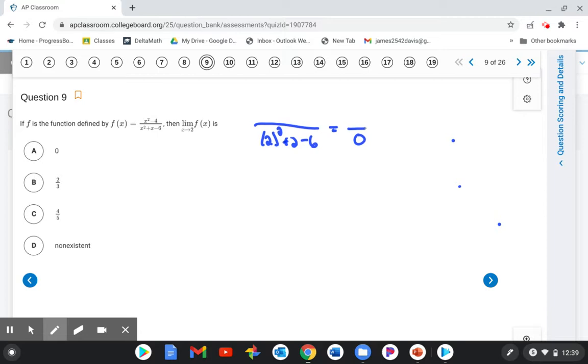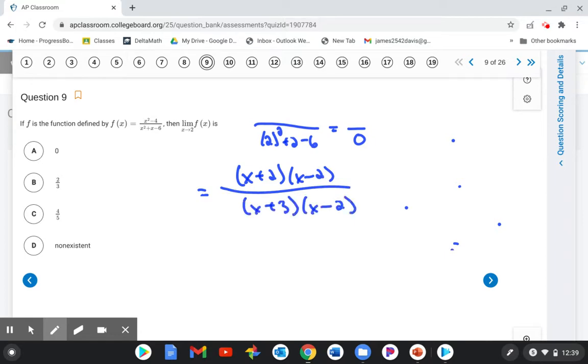So what we want to do is actually factor the bottom and the top and see if we can get some cancellations. So the top is going to factor into x plus 2 and x minus 2. The bottom is going to factor into x plus 3 and x minus 2. And you can see there we get our cancellation we're looking for. So now we can find the limit as x goes to 2 of this function, x plus 2 over x plus 3, and do our direct substitution. We get 4 on top and 5 on bottom, so that would be 4/5.